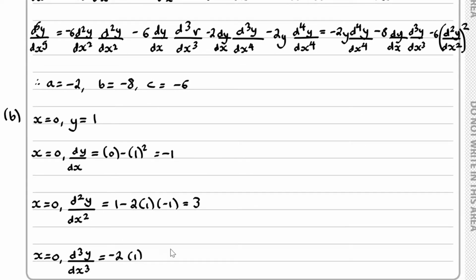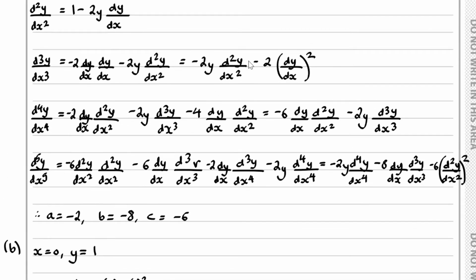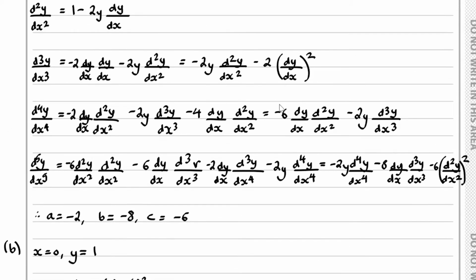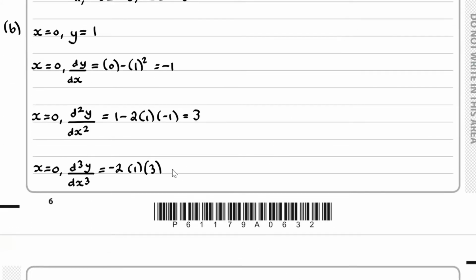Okay, lots of d squared y over dx squared, so that's 3. And then we have minus 2 lots of dy over dx squared. So we have minus 2 lots of minus 1 squared. Working this out, we get minus 8.